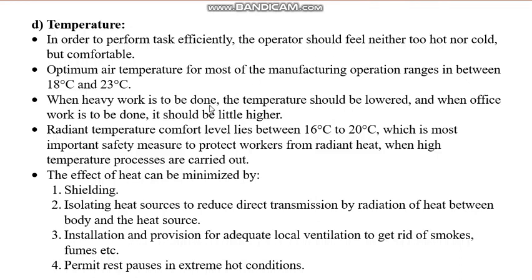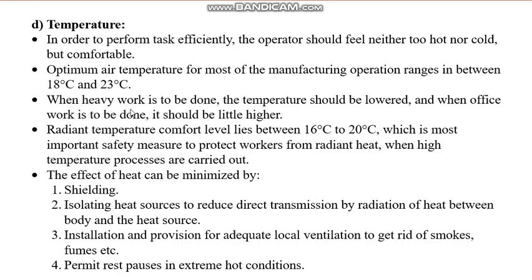Okay, next is temperature. In order to perform the work efficiently, the worker should not feel very hot or very cold, but he should feel comfortable. See, the comfort range is 18 degrees centigrade to 23 degrees centigrade. Within this range, for most of the manufacturing operations in the shop floor, he will be able to do well.